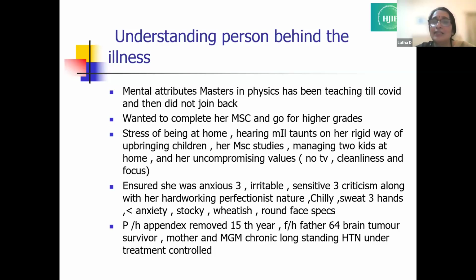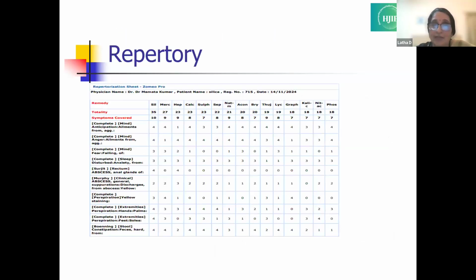She became extremely irritable and sensitive to the criticism of the mother-in-law because she was not used to this pattern of staying at home, and was so used to going out and having one structured lifestyle. COVID changed all that for her. And then you find characteristic physical generals coming up. These are the past history and family history.